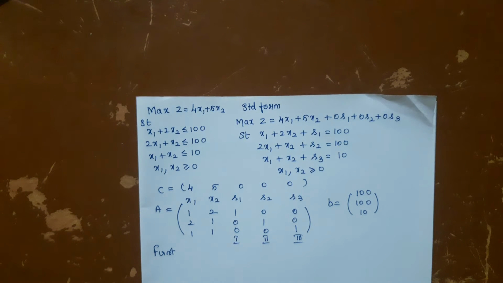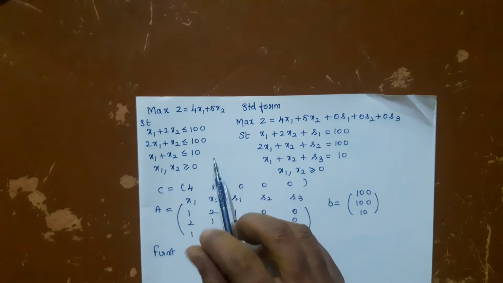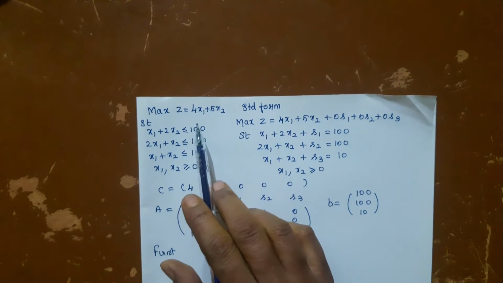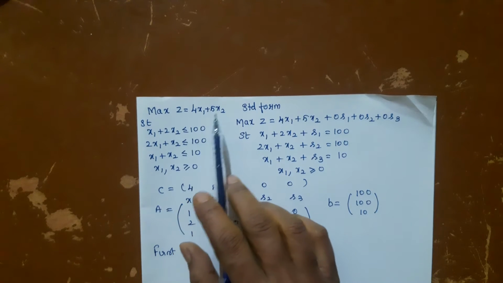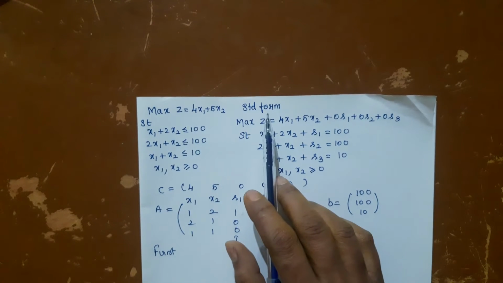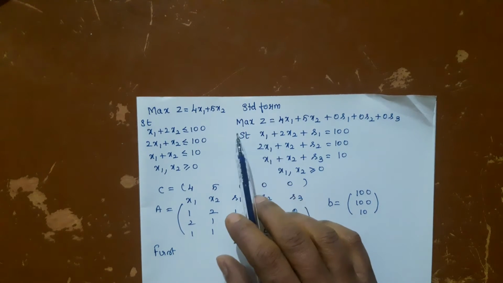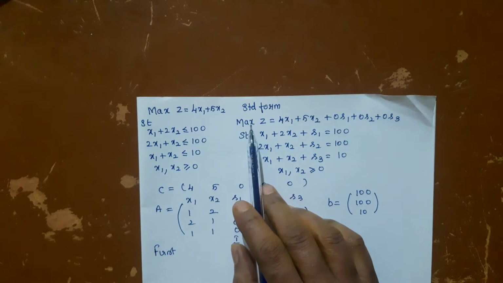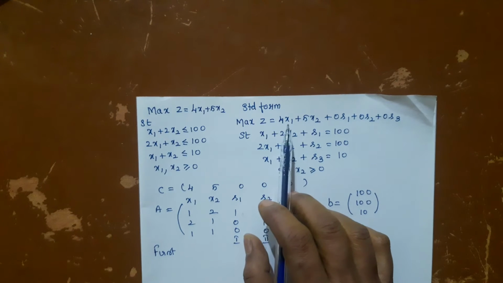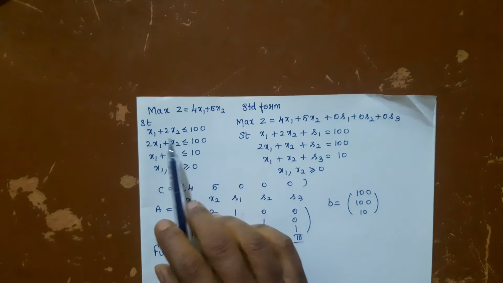Yes, in this video we are going to solve this LPP with three constraints. The first step is to express the problem in the standard form. The objective function should be of maximization type. So maximize z = 4x1 + 5x2.